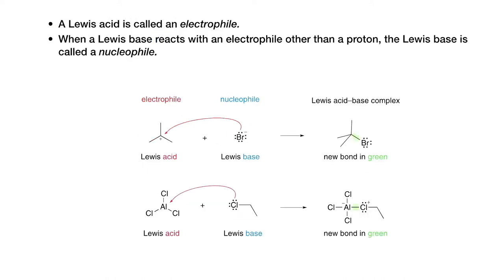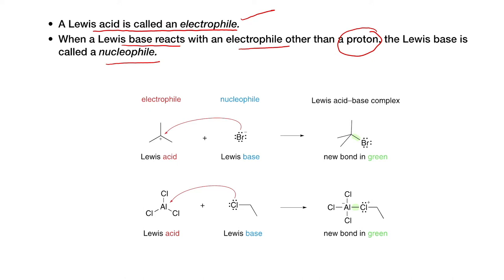So a Lewis acid is called an electrophile. Electrophiles are electron-loving species, meaning they are electron deficient. That is why they are electron-loving, because they want electrons to become stable. And when Lewis bases react with an electrophile other than a proton, they are called nucleophiles. So Lewis bases are nucleophiles only when they are reacting with other electron-deficient species, not a proton.